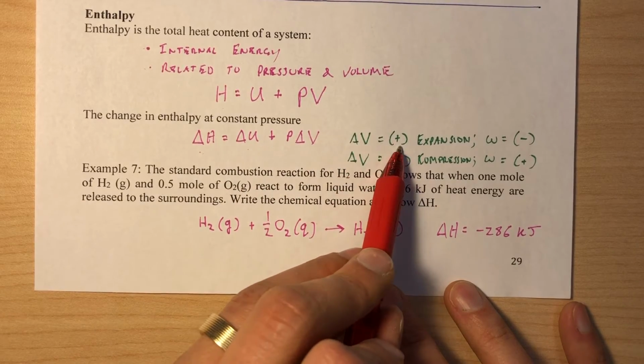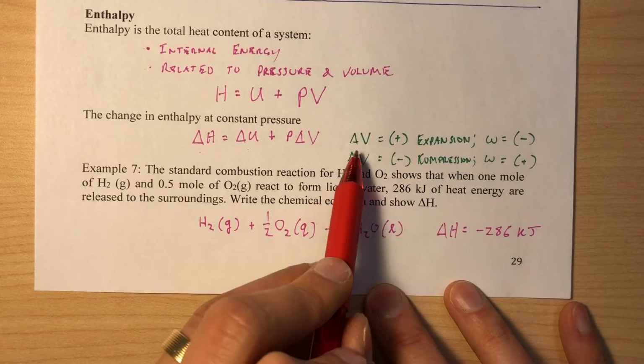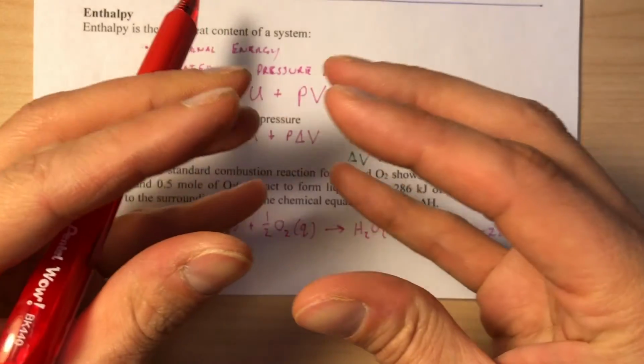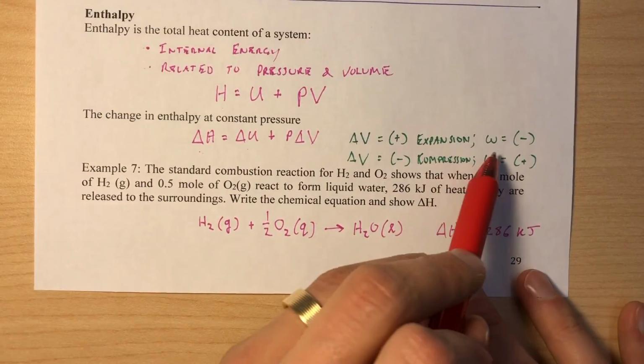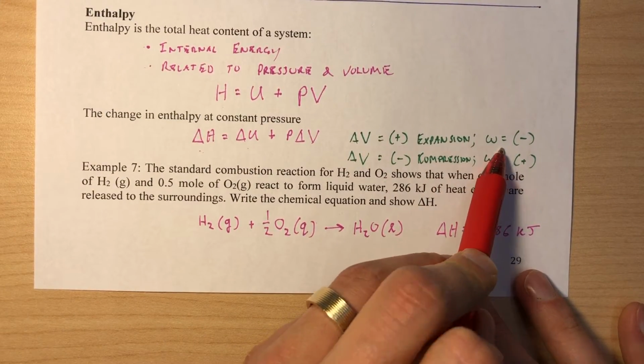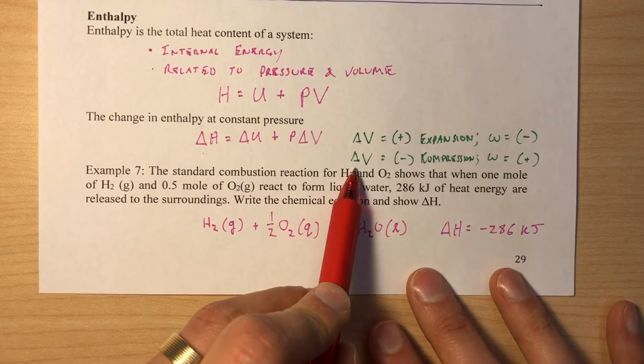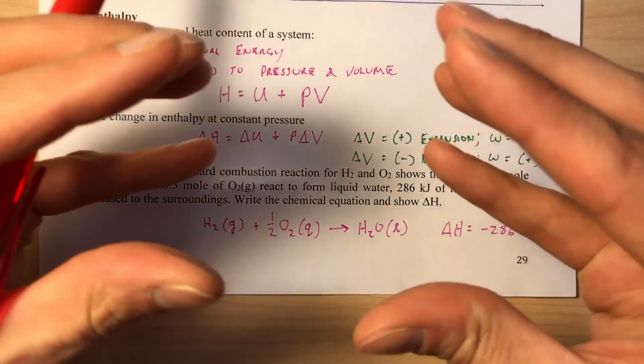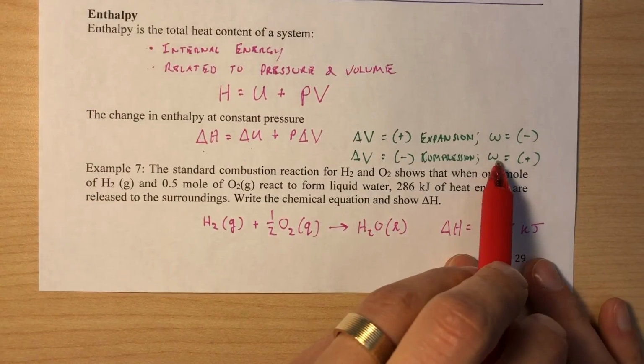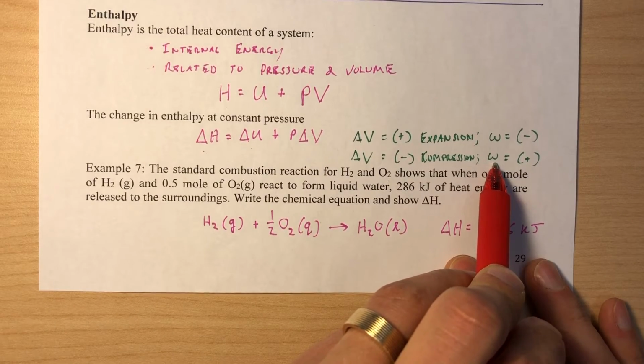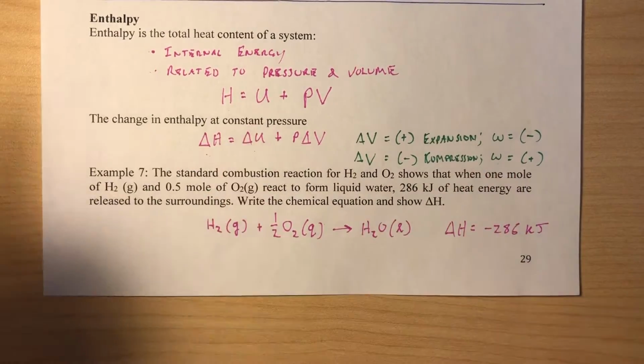Delta V, when it's positive, that's an expansion. That is the change in volume getting larger, so that's an expanding system. In that situation, work would be negative. Delta V being negative, that's a compression. That is your volume getting smaller. That situation has a positive work because you have to do work on the system in order to shrink it down.